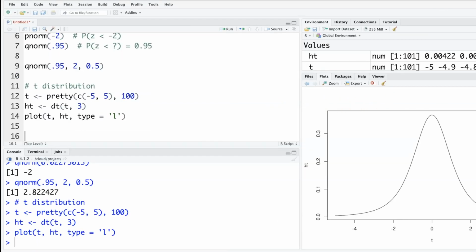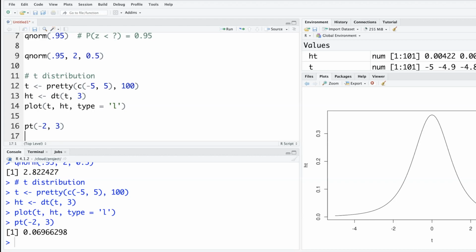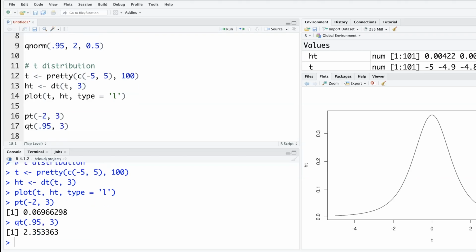For T distribution, if you want probabilities, let's say to the left of -2, 3 degrees of freedom, it is about 6.9%. Given the probability of 0.95 with 3 degrees of freedom, if you are trying to figure out what should be the t value, it will be about 2.3.